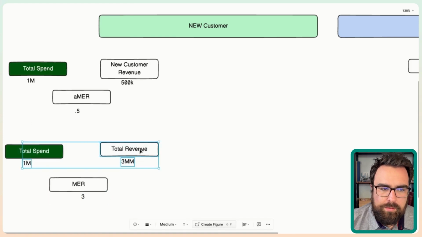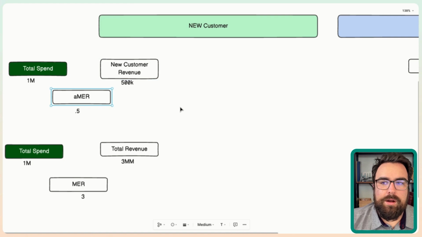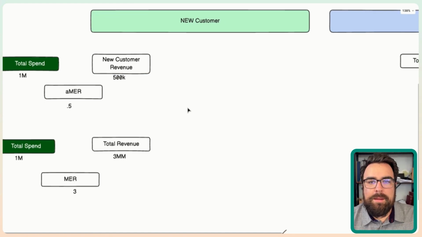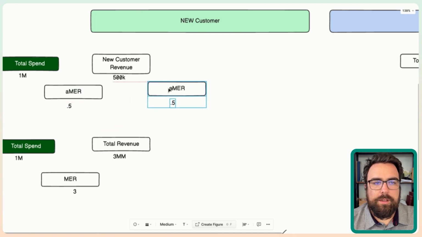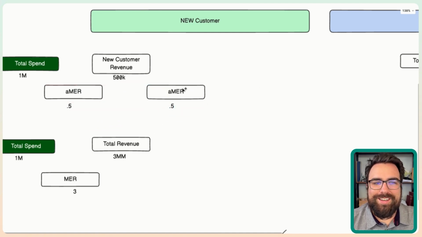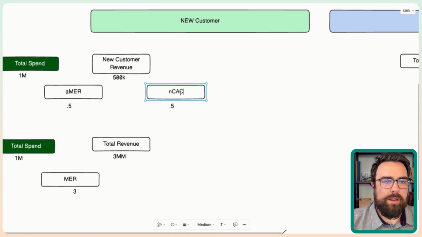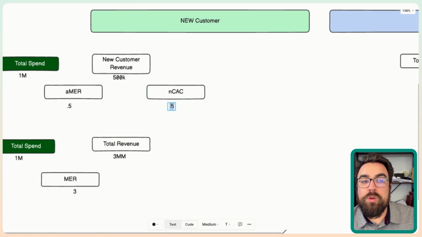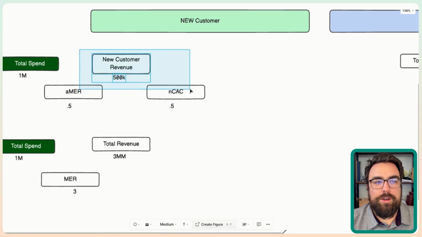Total spend, total revenue, MER. Total spend, new customer revenue, aMER. The A is the same thing people love to do with these little letters at the front, so you'll see more and more as it's happening. Again, 2025 is the year of the small letter, I'm calling it. So NCAC is new customer acquisition cost. How much does it cost you to acquire a new customer?